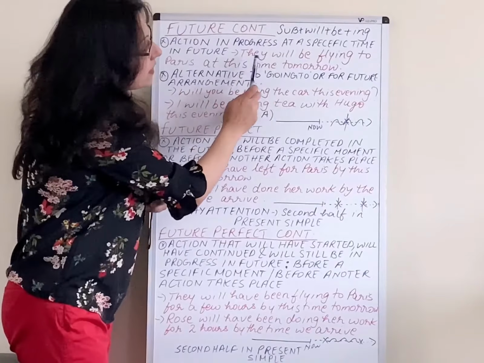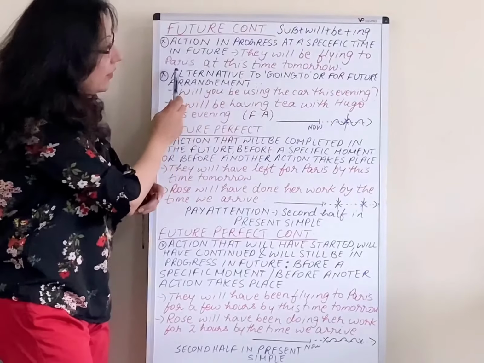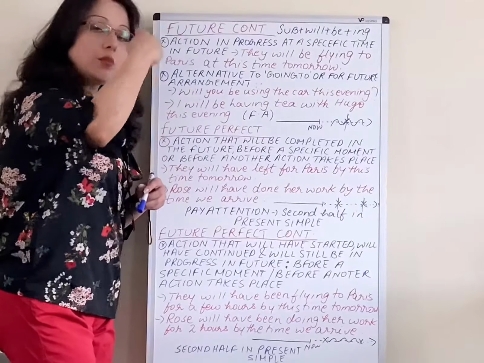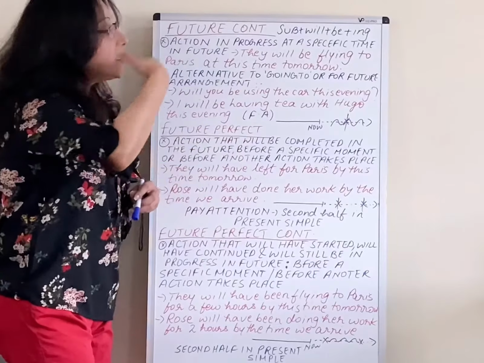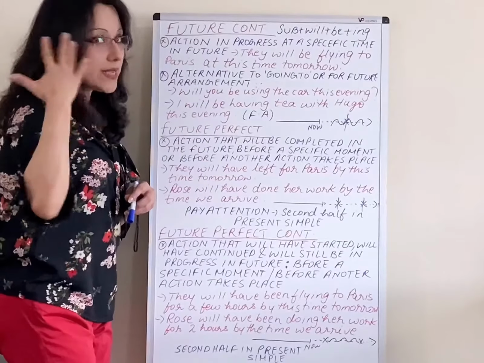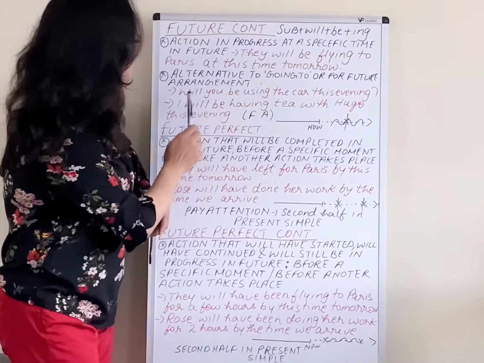So look at the sentence. They will be flying to Paris at this time tomorrow. Okay, so we're talking about something in future, and in future when this action will be in progress at some time. So that's what it says.